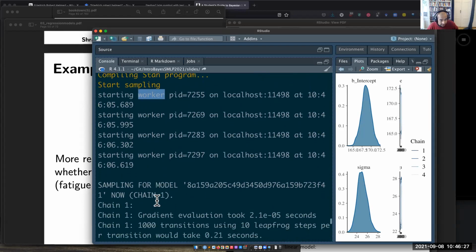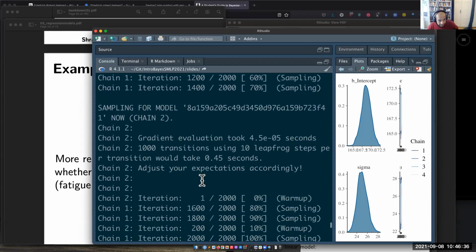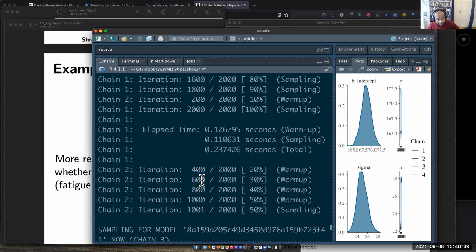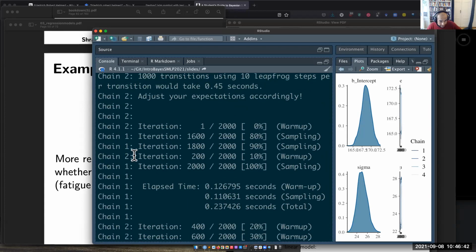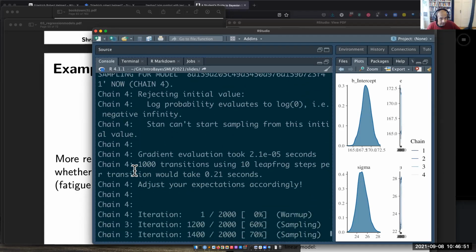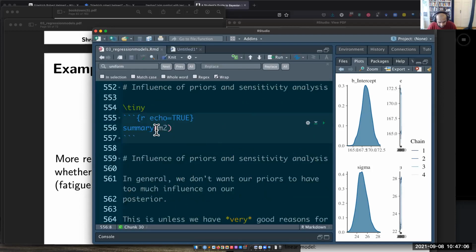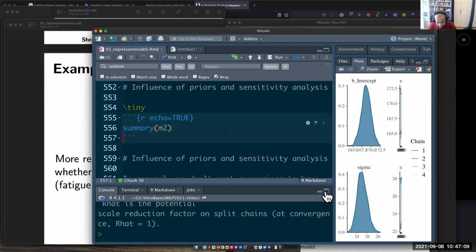They're all starting in parallel, and then it starts sampling. Initially notice that it's doing some warm up, and then it starts sampling. Each of the chains is running in parallel. That's why you see sometimes chain 1 is mixed with chain 2. That's because 4 separate cores are printing out their information simultaneously. And then at the end, it's complaining about something that I don't want to talk about right now. Basically, I've misspecified the model, but that's okay. I will deal with it later. This is a secondary issue.